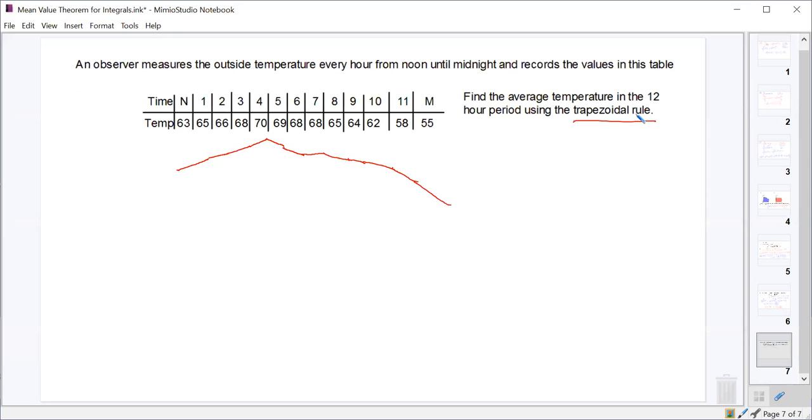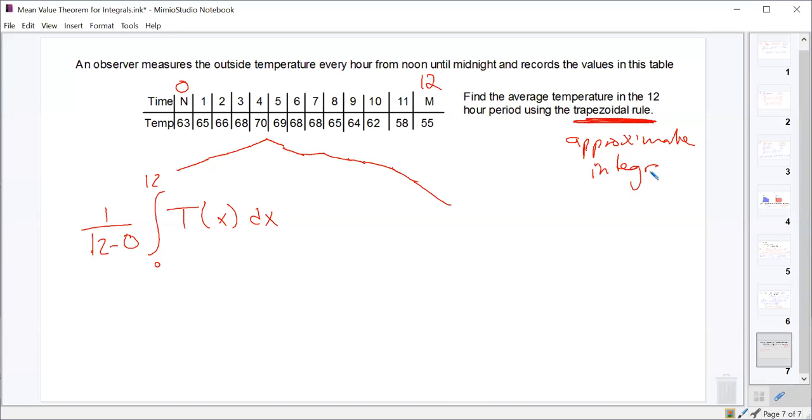So if we want the average temperature from, we'll call it 0 to 12, we'll call this 0 and we'll call this 12. What should we do in front of our integral sign? Should be 1 over 12 minus 0, right? Yep. So it's 1/12. And then we'll have an integral from 0 to 12 of the temperature function, capital T of x, dx. And we're going to approximate the integral using the trapezoidal rule.